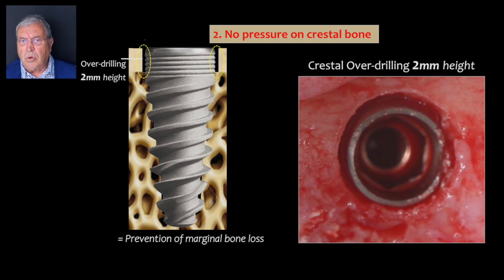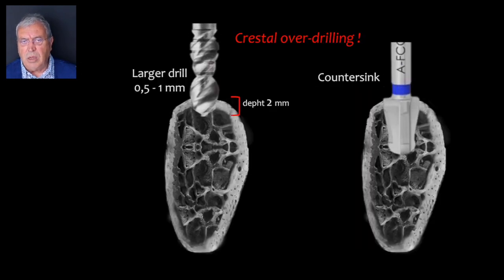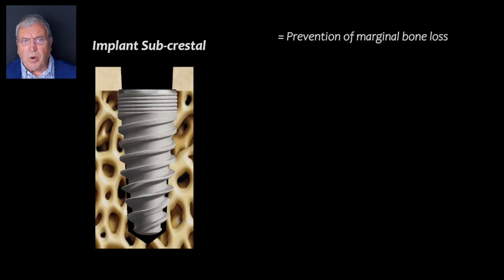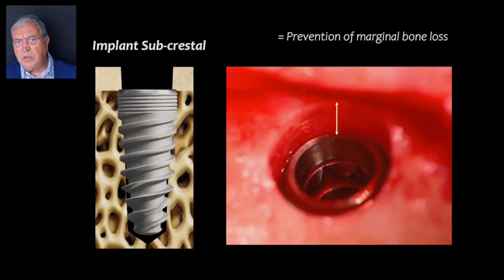We can do this kind of overdrilling with a countersink. Brånemark designed the countersink 40 years ago, and today a lot of people want to forget it. It's still valid. If you don't have a countersink, use a larger drill and go just 2 mm depth in order to avoid any contact between the implant neck and the cortical. Subcrestal position is very good, and I would say subcrestal and overdrilling is the best way.